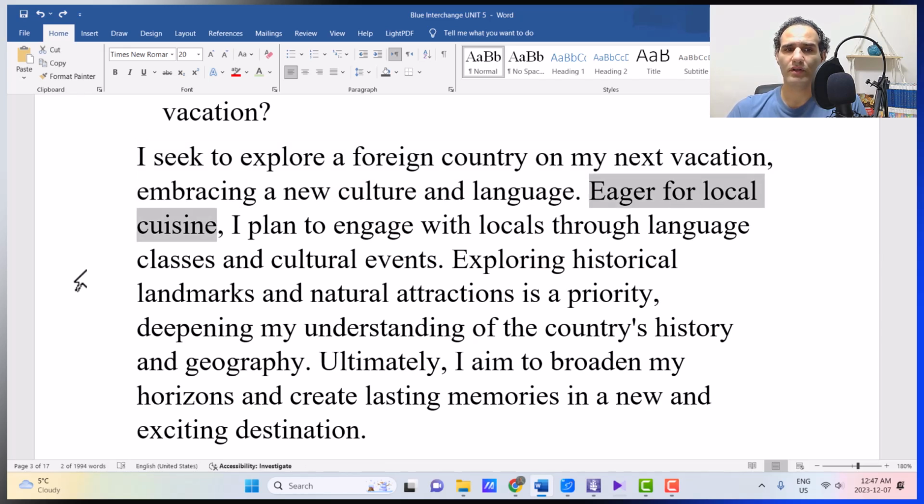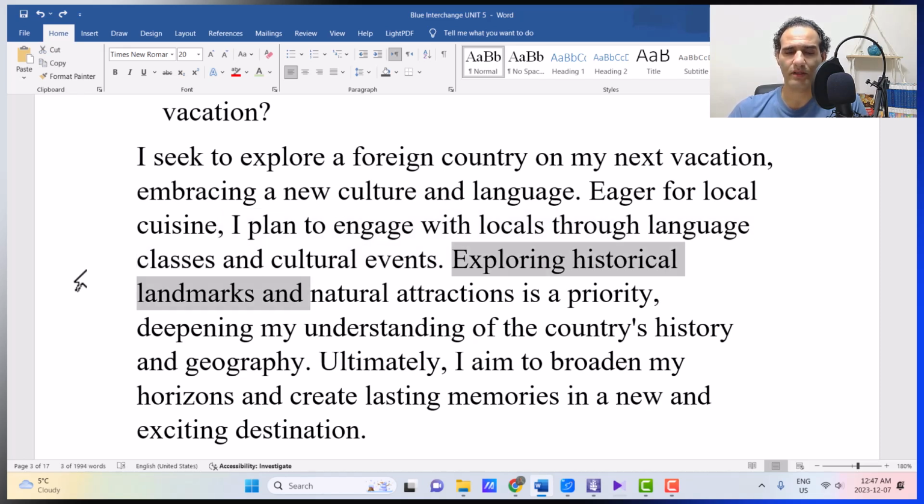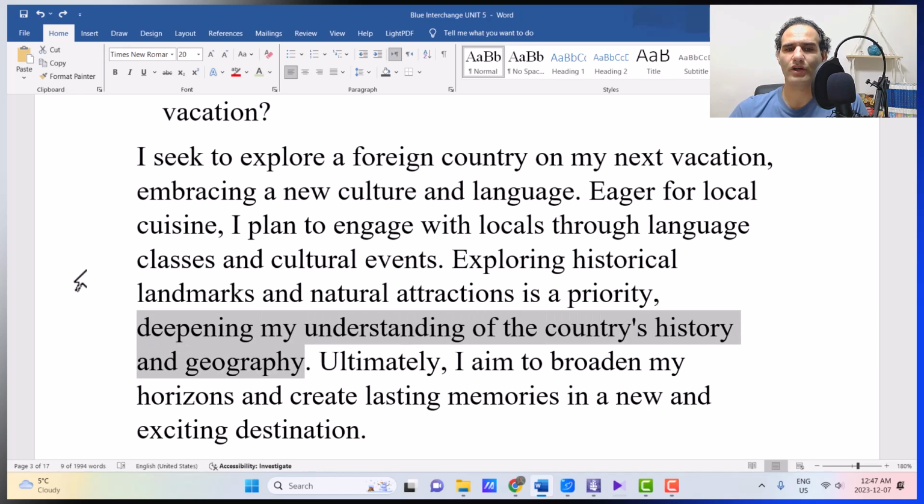Eager for local cuisine, which means culinary food, I plan to engage with local people through language classes and cultural events, exploring historical landmarks and natural attractions is a priority, is something I would like to do first. Deepening my understanding of the country's history and geography.